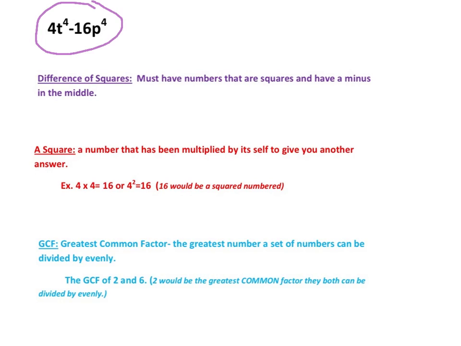To begin with, we will take out a GCF, and a GCF is the greatest common factor, which is the greatest number a set of numbers can be divided by evenly. The GCF, for example, of 2 and 6 would be 2, because they can both be divided evenly by 2.